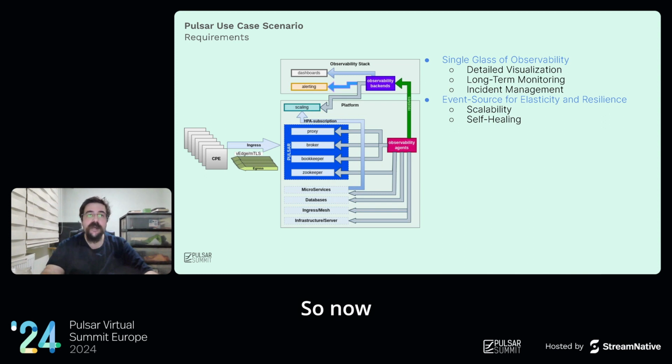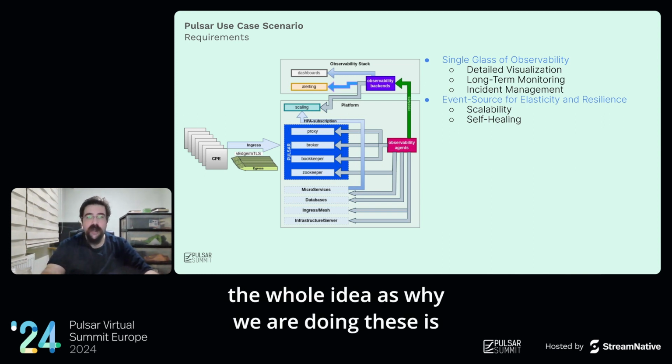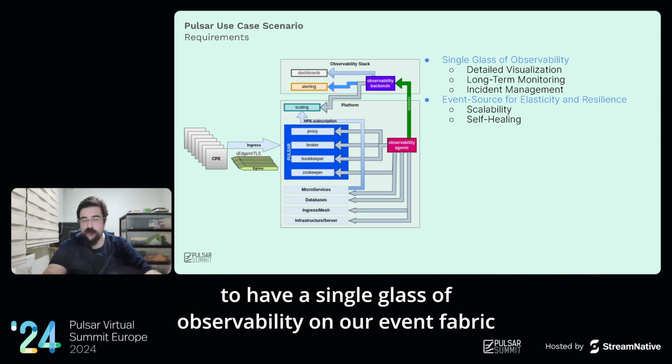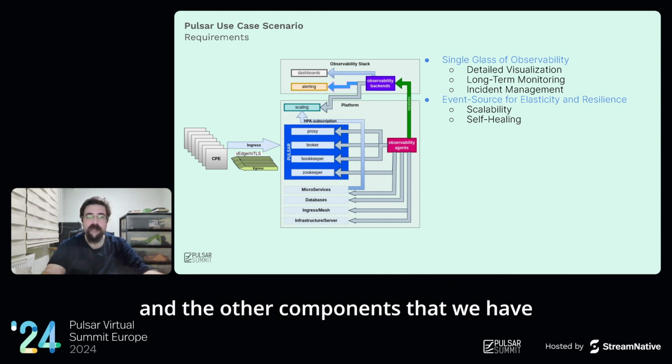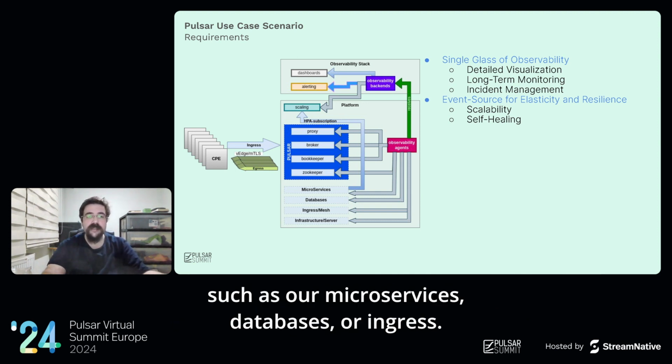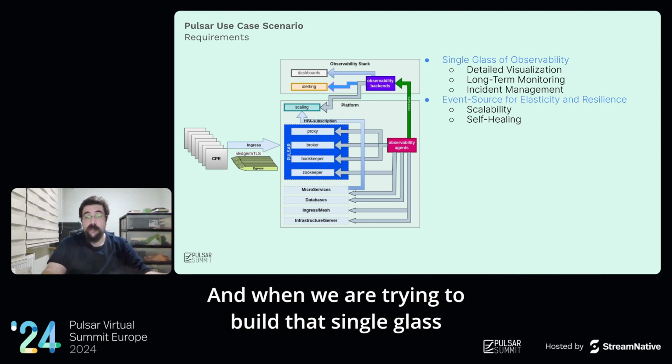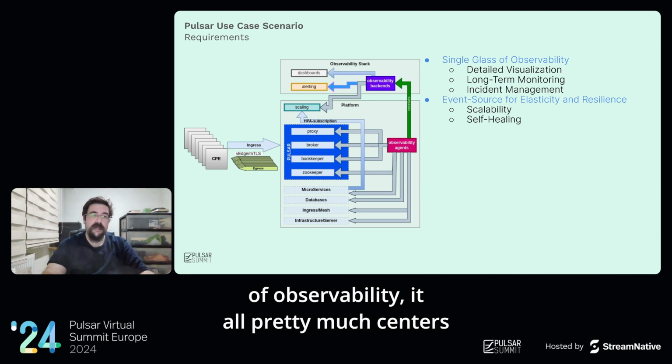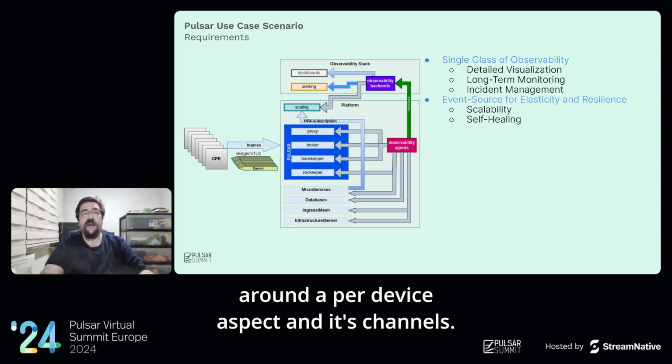So now, the whole idea as to why we are doing this is to have a single glass of observability on our event fabric and the other components that we have, such as our microservices, databases, and our ingress. And when we are trying to build that single glass of observability, it all pretty much centers around a per device aspect and its channels.